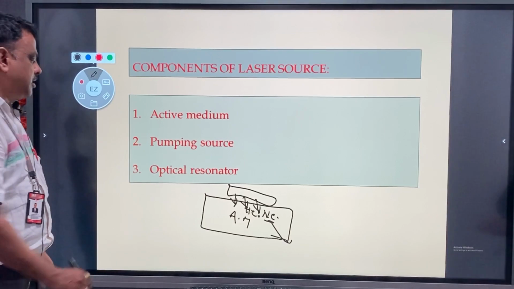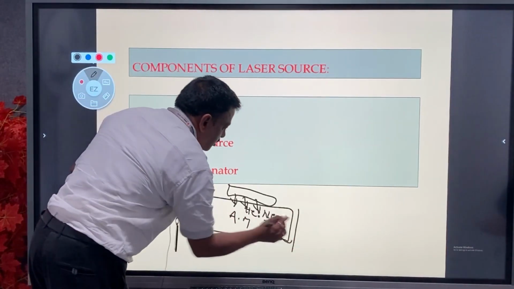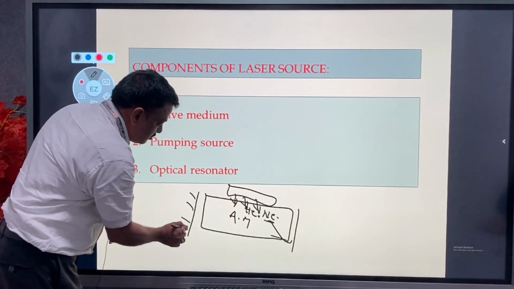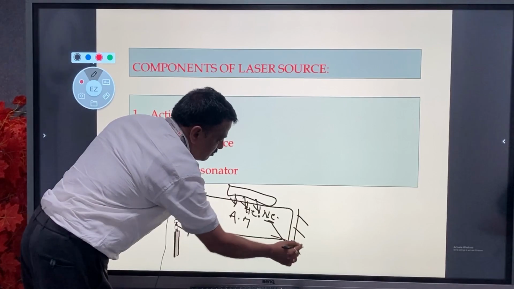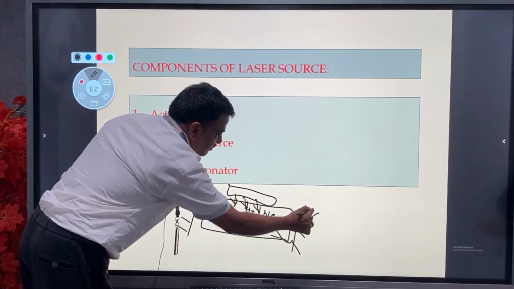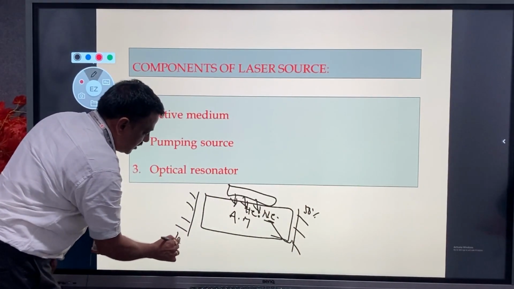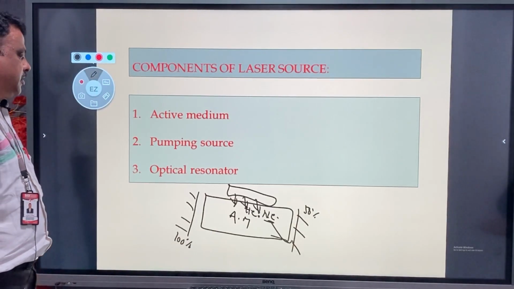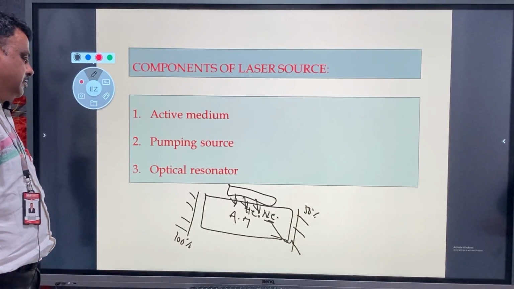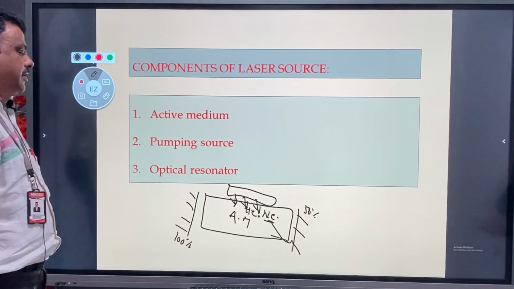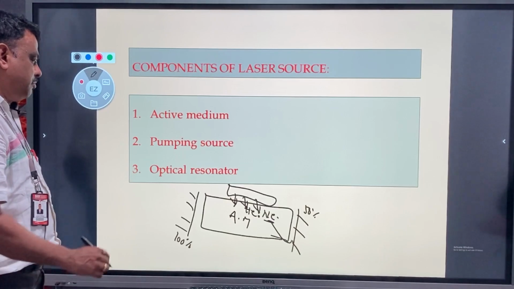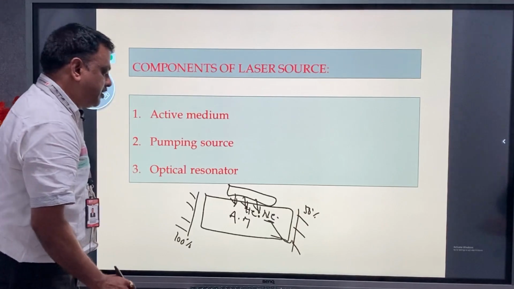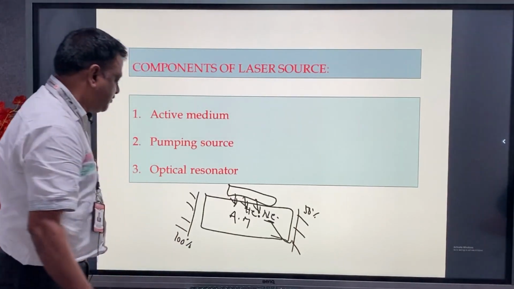Next, the optical resonator. In the active medium, on both sides we construct optical resonators. Optical resonators mean one of the mirrors is a 50% reflecting mirror and the other is a 100% reflecting mirror. Both act as optical resonators to enhance the energy of the light and to amplify the light, so they are called optical resonators.